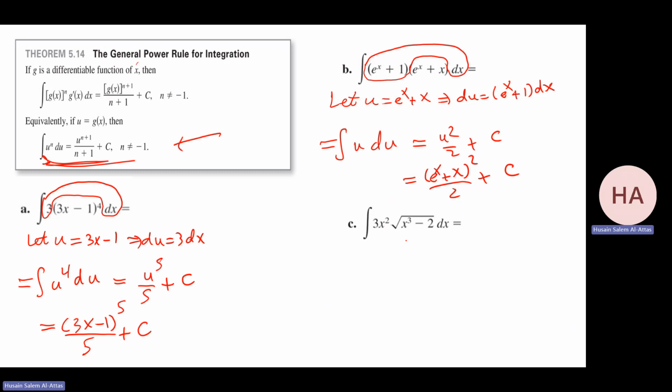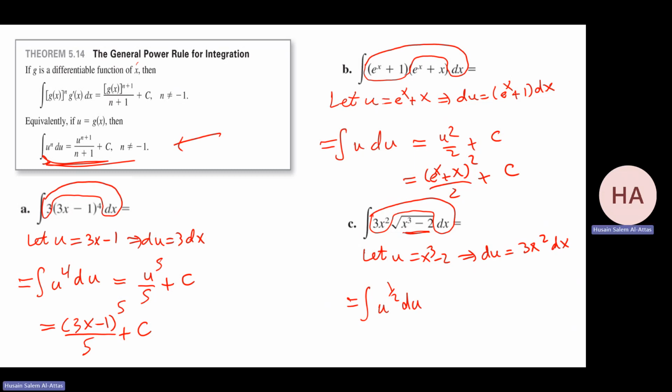Okay. Here in this one, this is the inner part of the composite function. So I let u equal x cubed minus 2. So du will be 3x squared dx. So that will be my du. Don't forget the x. So this integral will be u to the power half du.